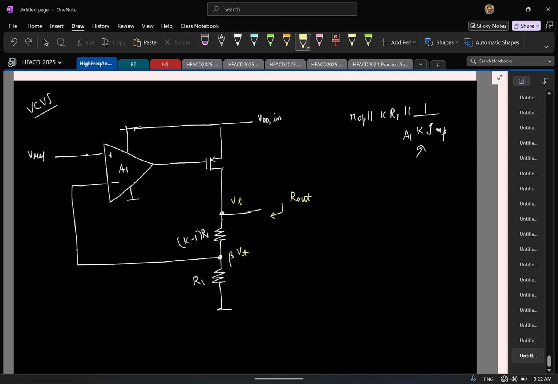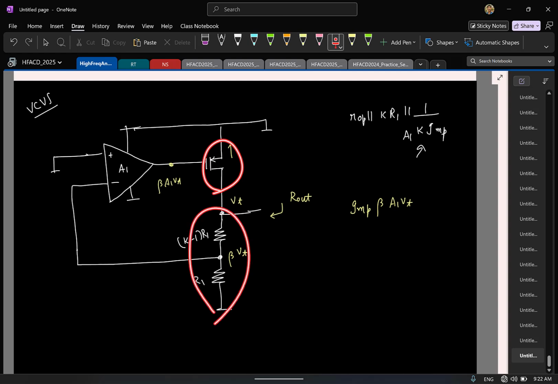What will be this voltage? Again, this is all small signal calculation, so this is ground. What will be the gate voltage of the PMOS here? Beta times A1 times V test. Now because of the gate to source voltage of the PMOS transistor, what will be the current that we are drawing? GMP times that, plus, of course, you also have currents flowing through the R0 of this transistor and this resistor. So my I test will be V test by the total resistor K times R1.